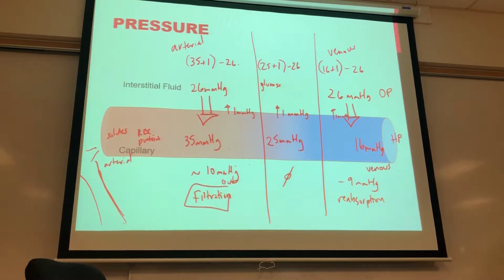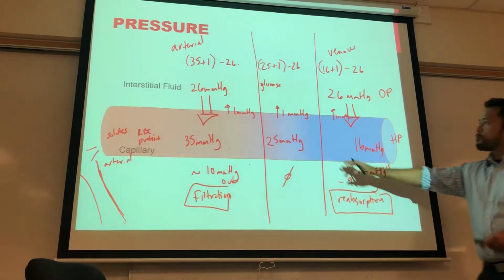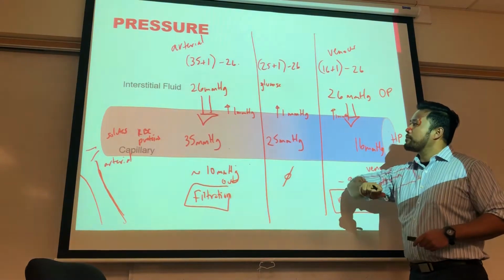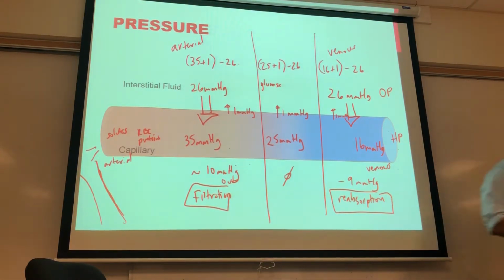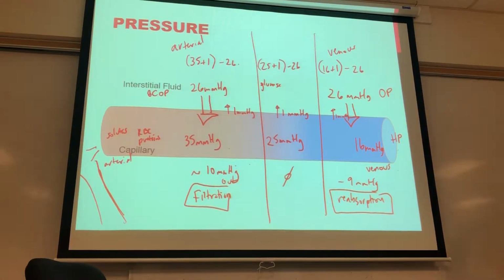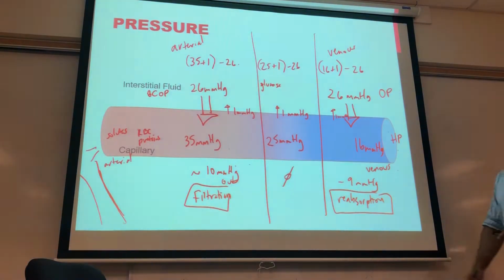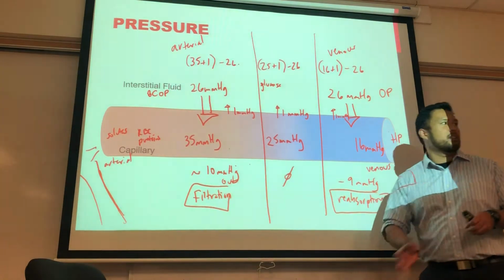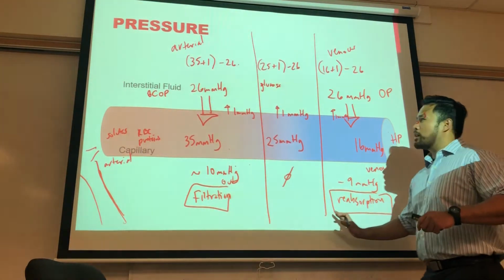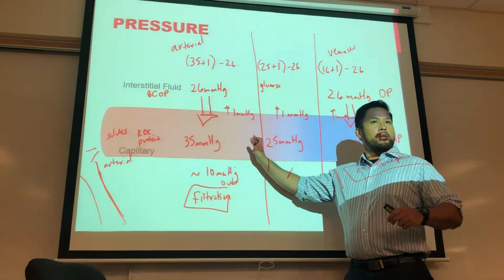So here you can see the differences in pressures on the arterial side versus the venous side. So what exactly are these numbers that I'm pulling out? If we look at, first starting off with the 26 millimeters of mercury, we call that the blood colloid osmotic pressure. And that's described for you on this slide over. Blood colloid osmotic pressure is due to the presence of blood plasma proteins. So therefore, the proteins that are present, hence the term blood colloid, stuff that's dissolved in the blood, you get the osmotic pressure wanting to go into the blood.